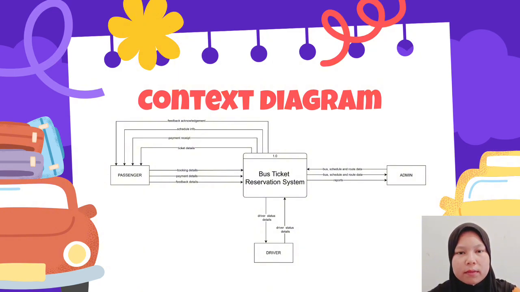First, let's look at the context diagram of the bus ticket reservation system. This diagram shows the overall system as a single process and how it interacts with external entities. The passenger provides schedule info, booking details, payment details, and feedback. In return, the system sends back ticket details and payment receipt. The admin supplies bus assignment detail, bus schedule, and route data. The system also generates reports for the admin. The driver receives driver assignment details and provides driver status detail back to the system. In short, the context diagram highlights the three external entities: passenger, admin, and driver, and the main flow of information with the bus ticket reservation system.